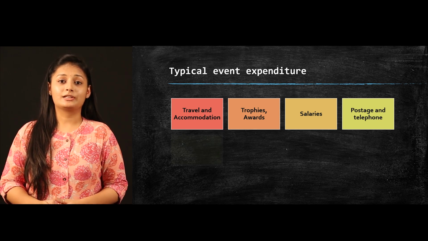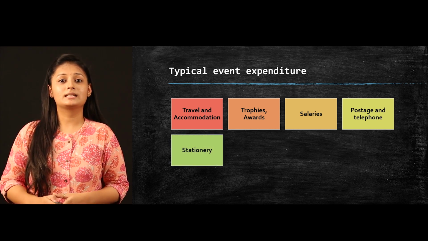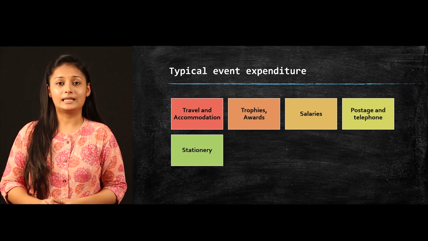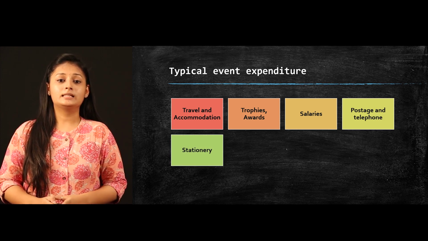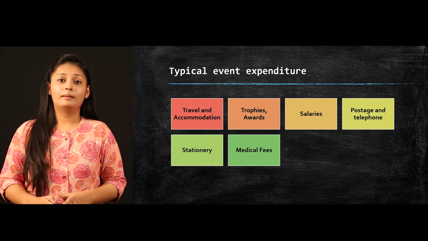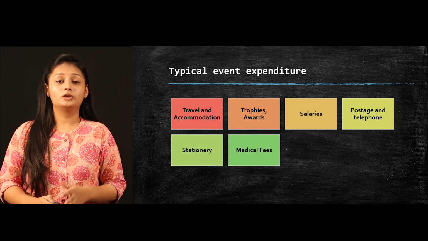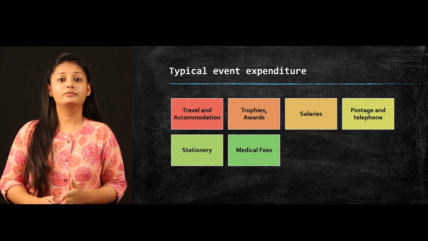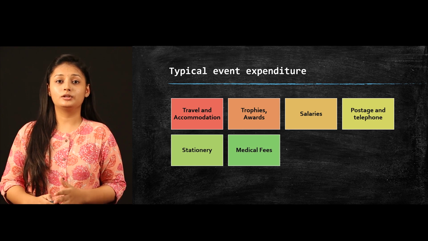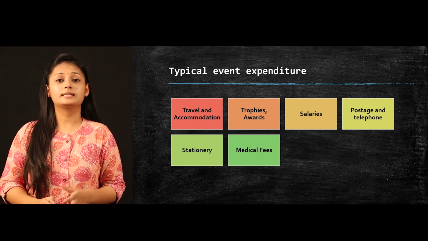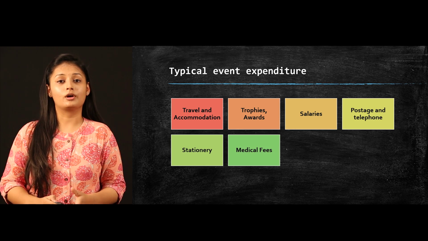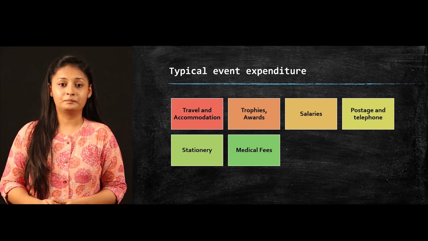The next is stationery. Stationery is the basic stationery which is involved in your special event. Next is the medical fees. Medical fees are very much important. You must have a trained first aid person kept in your event. Whenever you are organizing a large scale event, you must also have a doctor and physiotherapist with you.